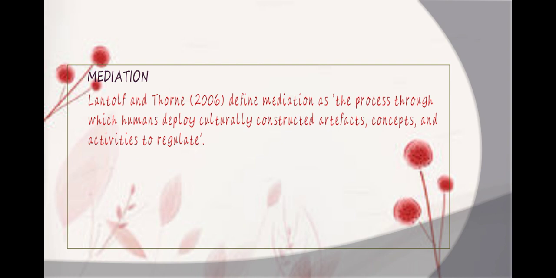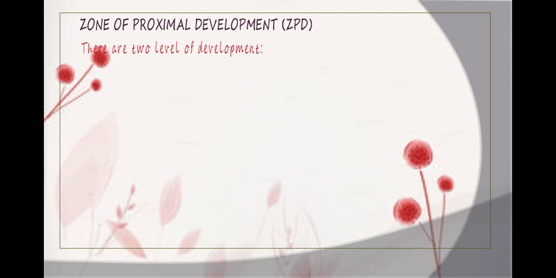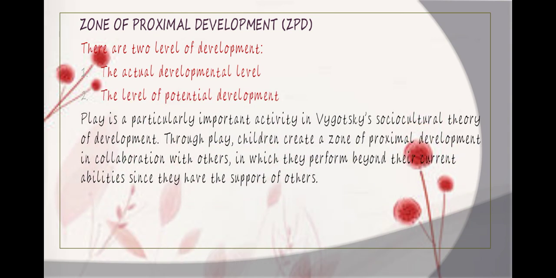And then sociocultural theory of second language acquisition also uses the zone of proximal development, or ZPD, as a core concept of sociocultural theory. There are two levels of development: the actual developmental level and the level of potential development.